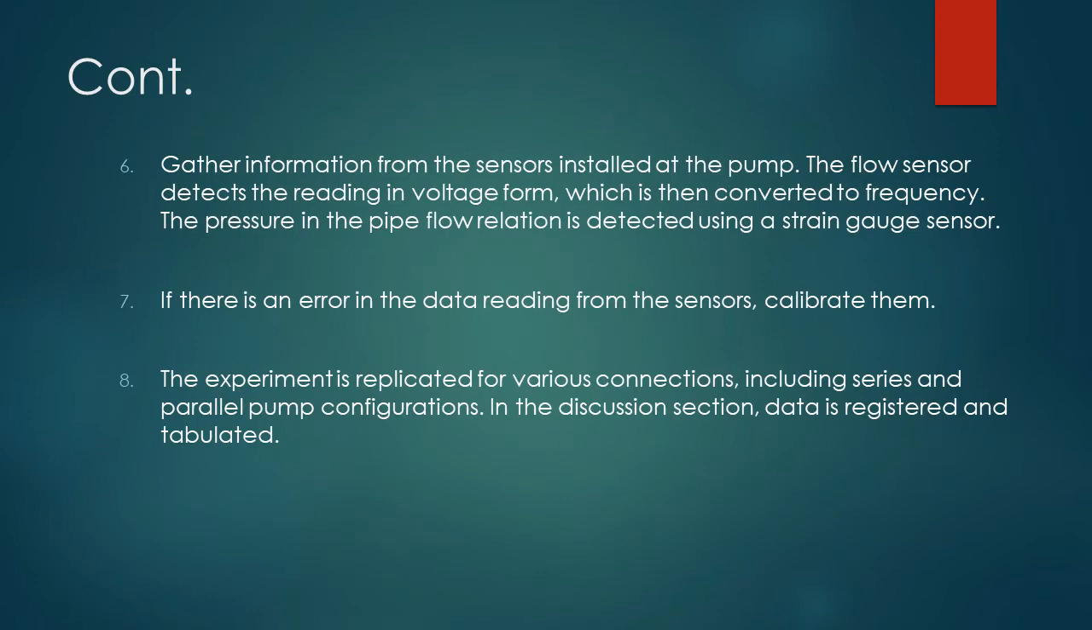Next, number 6 is gather information from the sensor installed to the pump. The flow sensor detects the reading in the voltage form, which is then converted into frequency. The pressure in the pipe flow relation is detected using a strain gauge sensor. Number 7, if there is an error in the data reading from the sensor, calibration is needed. And finally, the experiment is replicated for various connections, including series and parallel pump configuration.